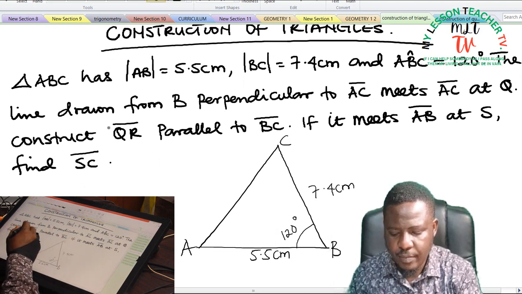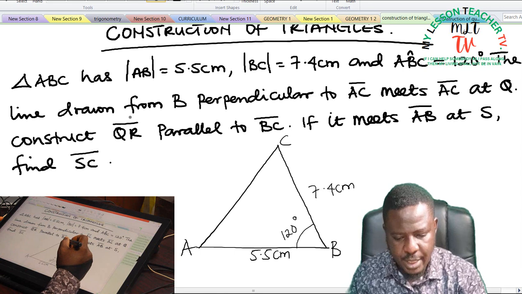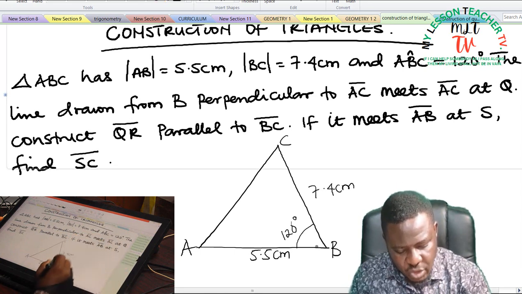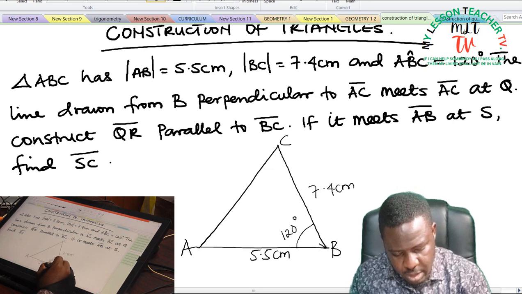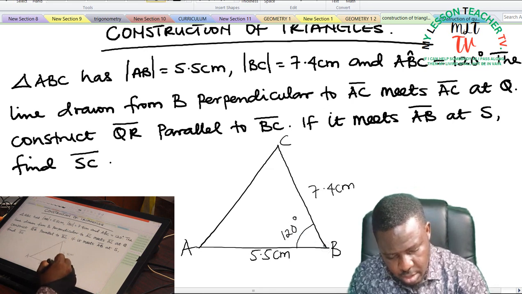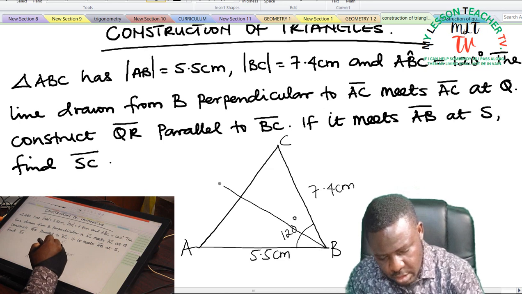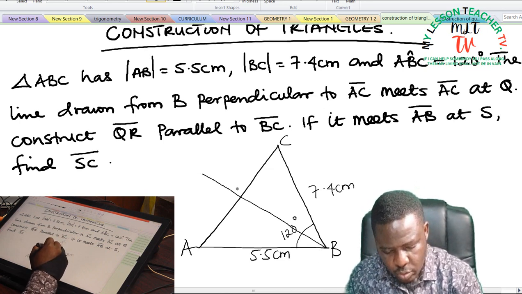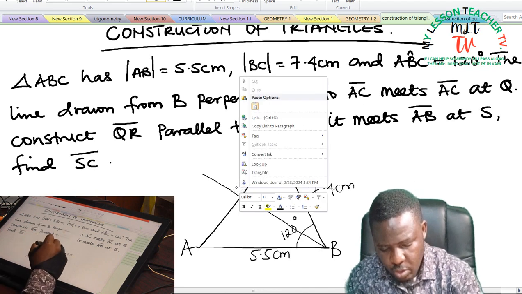That the line drawn from B perpendicular to AC meets AC at Q. So we are going to bisect this. It should meet AC at this point Q. Let me call it capital Q.